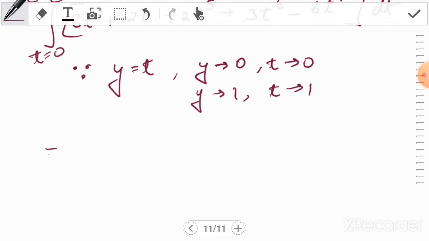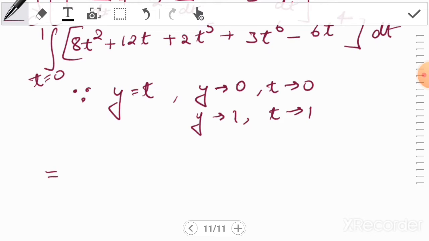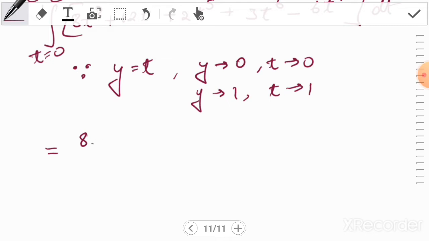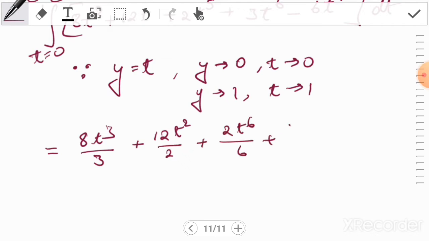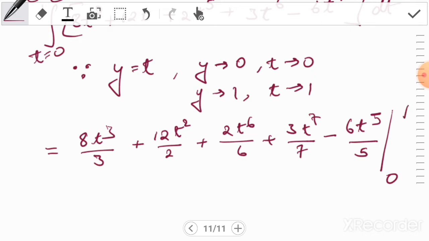So again, let us integrate this with respect to t. So we will have 8t cube by 3 plus 12t square by 2 plus 2t raised to the power 6 by 6 plus 3t raised to the power 7 by 7 minus 6t raised to the power 5 by 5, from 0 to 1.